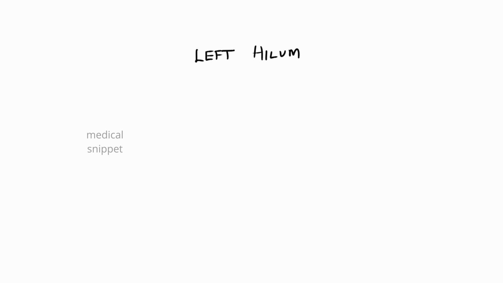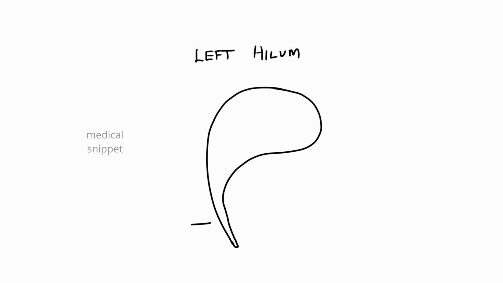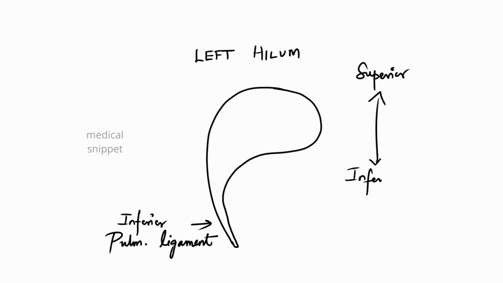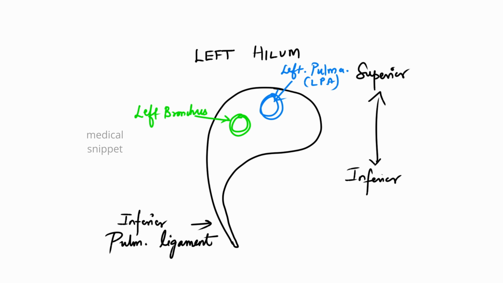Let's draw the left hilum. From top to bottom, first is the left pulmonary artery as it arches over the left bronchus. Then comes the left bronchus. As it lies below the left pulmonary artery, it is hyparterial in position. The most inferior structure is the left inferior pulmonary vein.